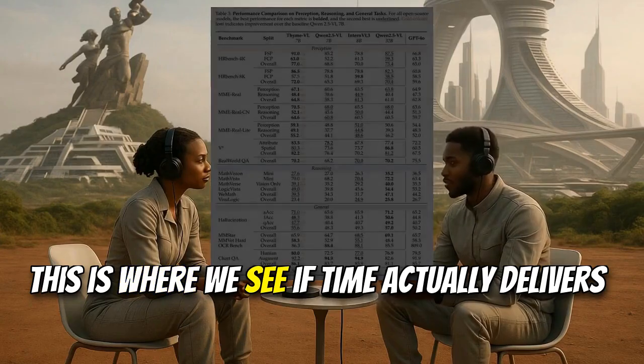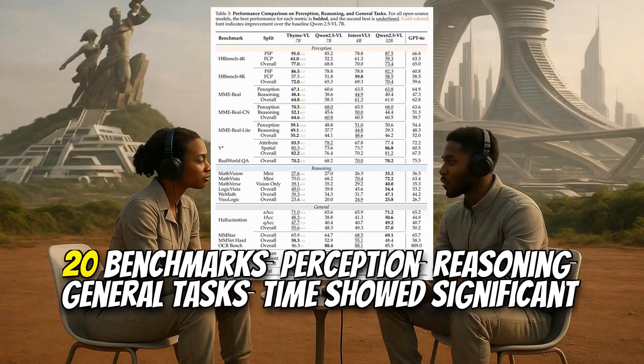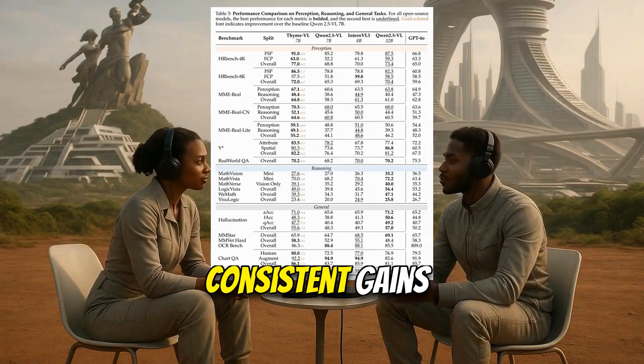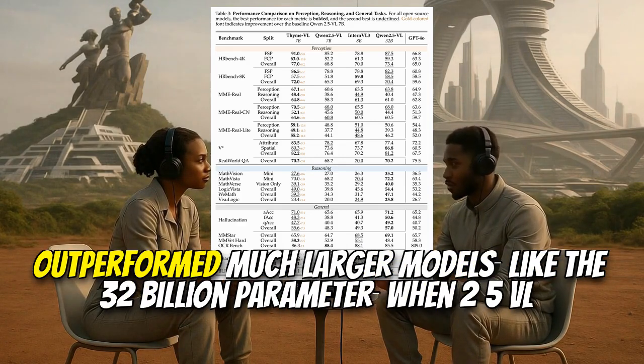Right, let's get to the proof, the experimental results. This is where we see if TIME actually delivers. What did the benchmarks show? Across the board, pretty much. They tested on nearly 20 benchmarks: perception, reasoning, general tasks. TIME showed significant, consistent gains. What's really striking is in perception. The 7B parameter TIME model often outperformed much larger models, like the 32 billion parameter Qwen 2.5 VL.